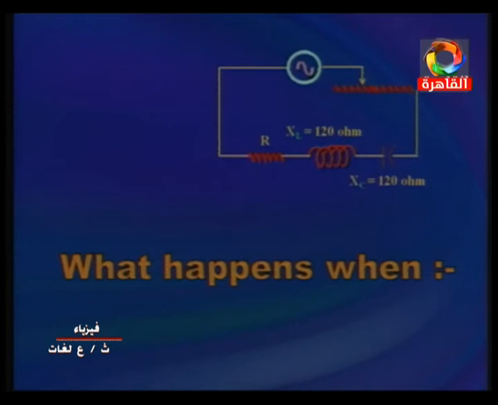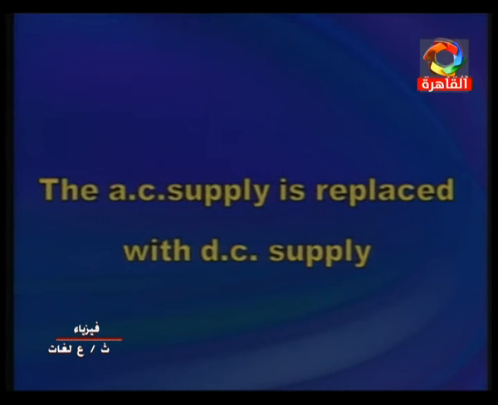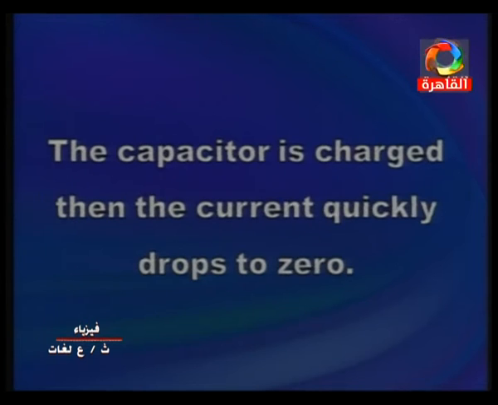Another item concerning the same circuit, what happens when the AC supply is replaced with DC supply? We've got a capacitor. What happens to the capacitor? It will be charged. Then the current drops to 0. Okay? The capacitor is charged, then the current quickly drops to 0.